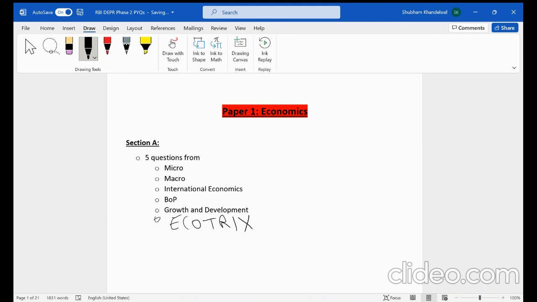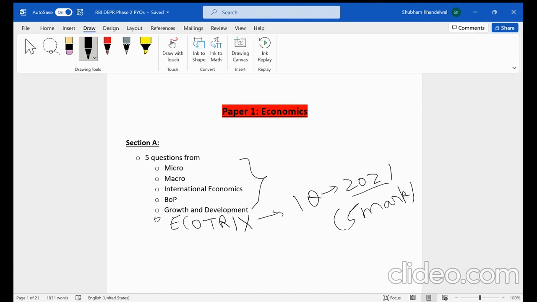If you look at the past year papers, they haven't really asked anything from econometrics. They've asked just one question, and that was in 2021, and it was just a 5 marker. I don't know if this is a signal of a change in the trend. You never know, they may ask a 20 marker this time from econometrics, but so far econometrics hasn't been a subject from which RBI asks questions in Phase 2.